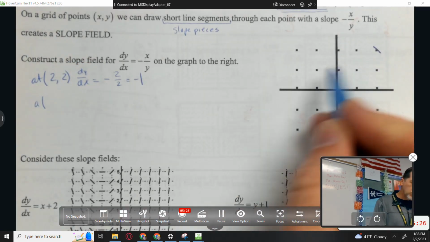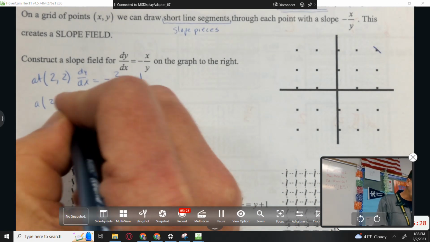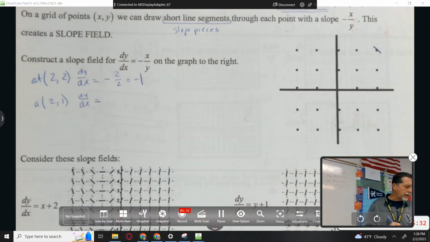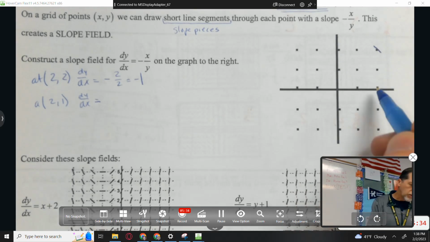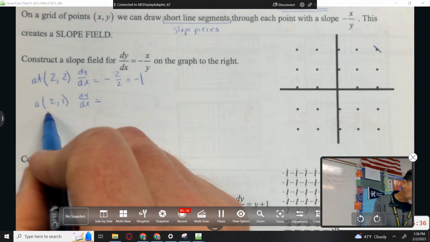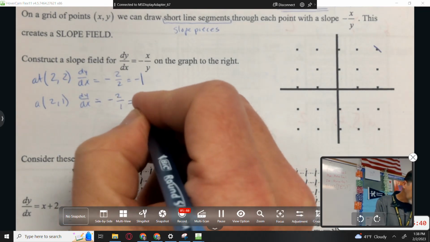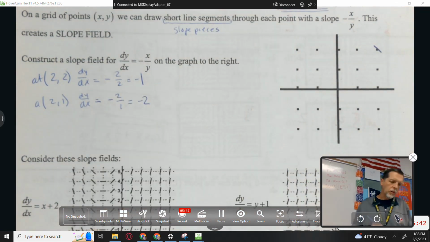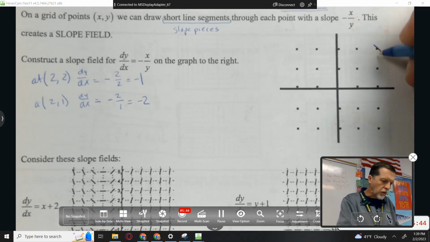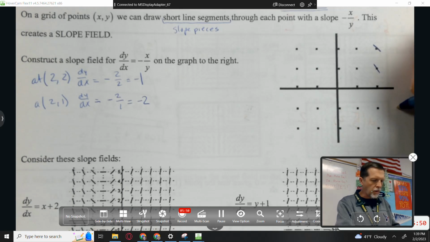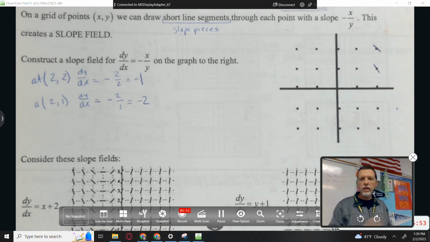Let's go 2, 1 here. At 2, 1, dy dx. So x is 2, y is 1. That would be negative 2. So steeper than the last one. And you're kind of just eyeballing where the other point would be so that you know what a slope of negative 2 would look like.